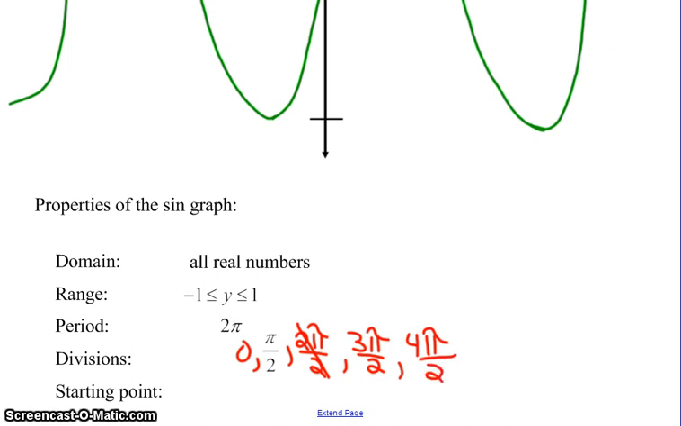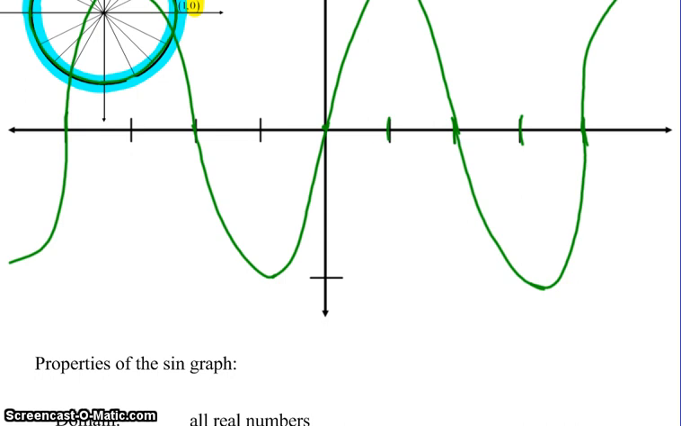So on our graph, if we were to label our increments, this would be pi over 2, pi, 3 pi over 2, and 2 pi. The highest point reached was 1. The lowest point reached was -1.